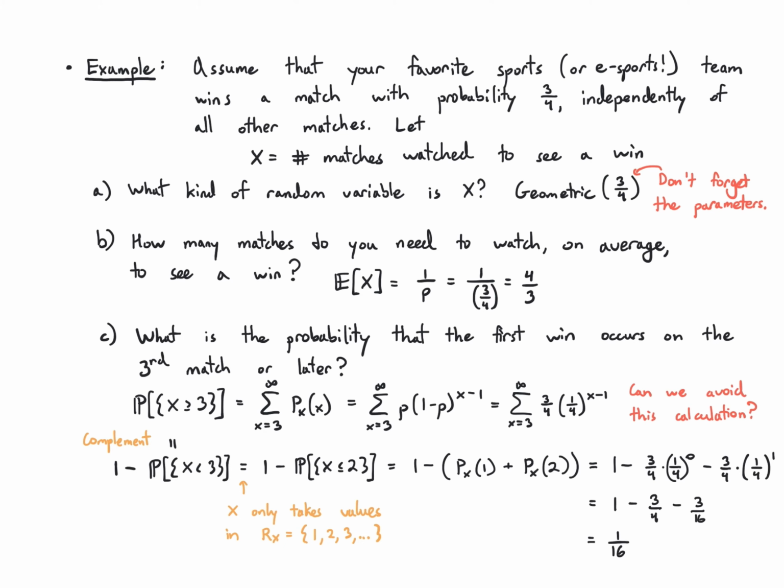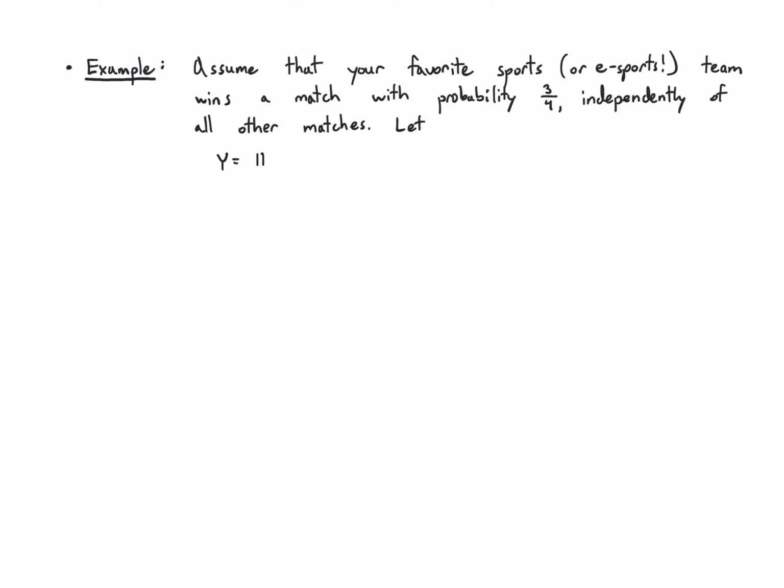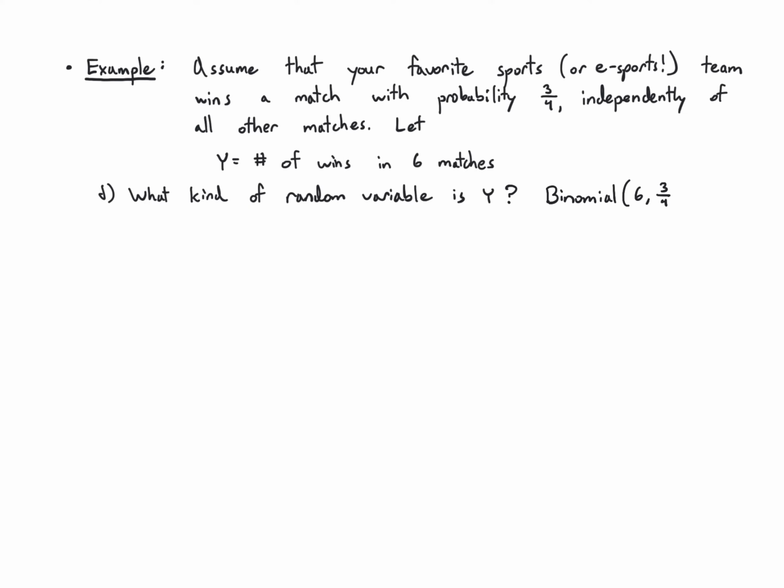Let's change what we're interested in a little bit. Let's say I count the number of wins that I see in 6 matches. So I watch exactly 6 matches. How many wins are there? Well, this is one of those random variables that we saw before. What kind is it? Well, it's the total number of wins in a fixed number of matches, and that's going to be binomial 6, 3/4 because there are n equals 6 matches and 3/4 was the win probability. And again, I need to write 6 and 3/4 in order to fully describe this random variable. I don't want to forget that.